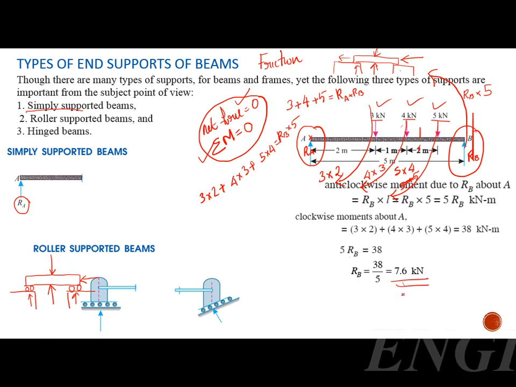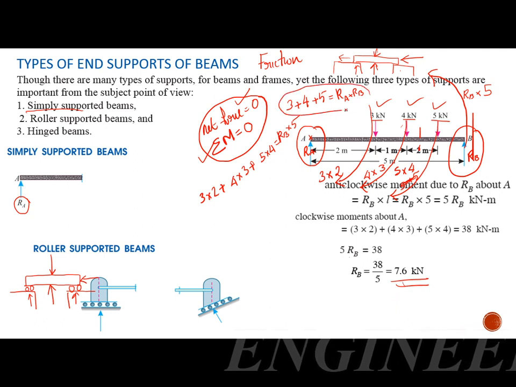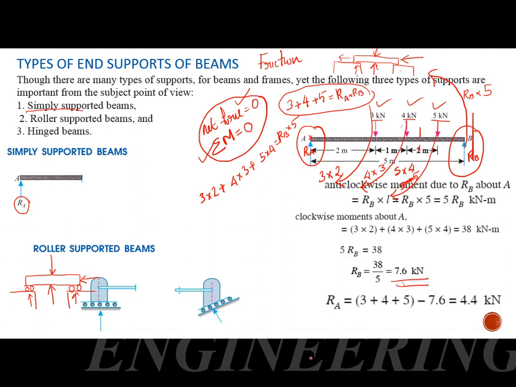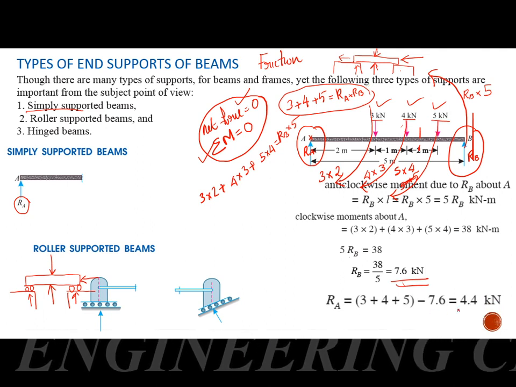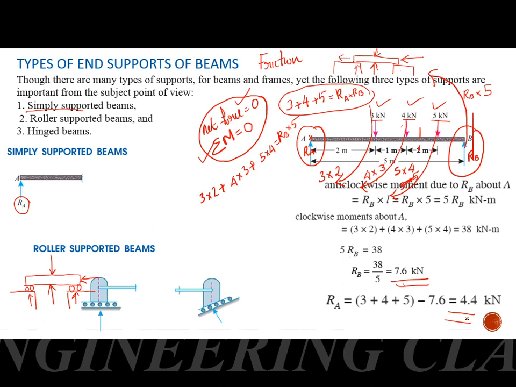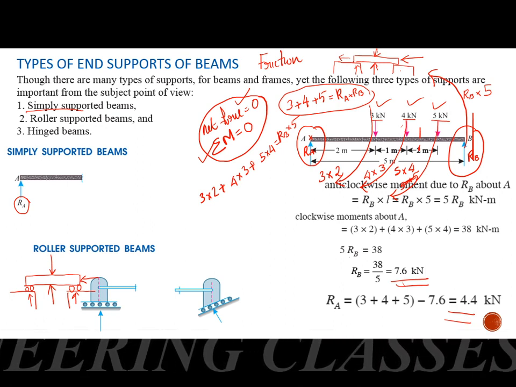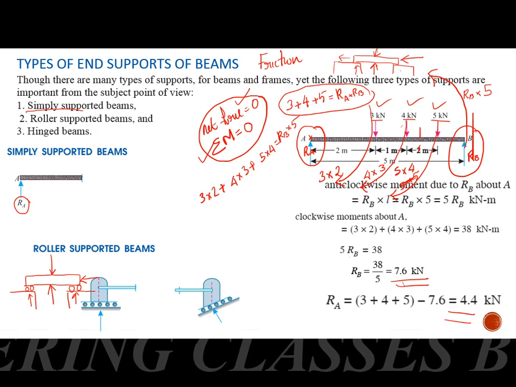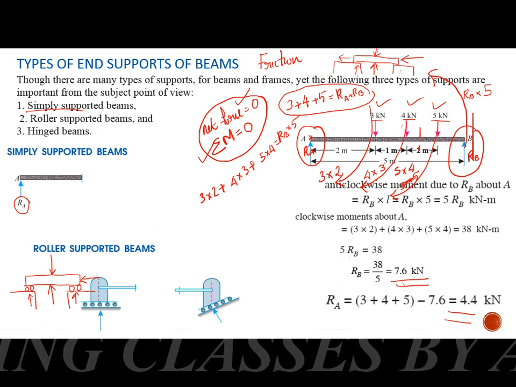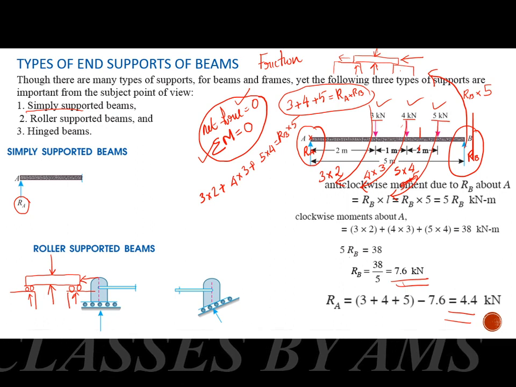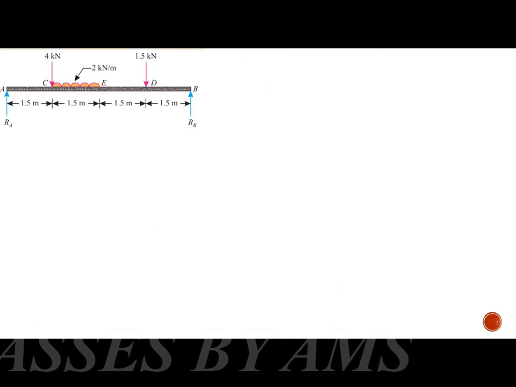So if we got the value of RB, we can get the value of RA from the first equation. We have already formed one equation. That force is equal to 3 plus 4 plus 5 minus RB, which will give us the value of RA. So this is how we solve and find the reaction of a simply supported beam. Here we are discussing only point load. So in the next question we will be discussing uniformly distributed load.